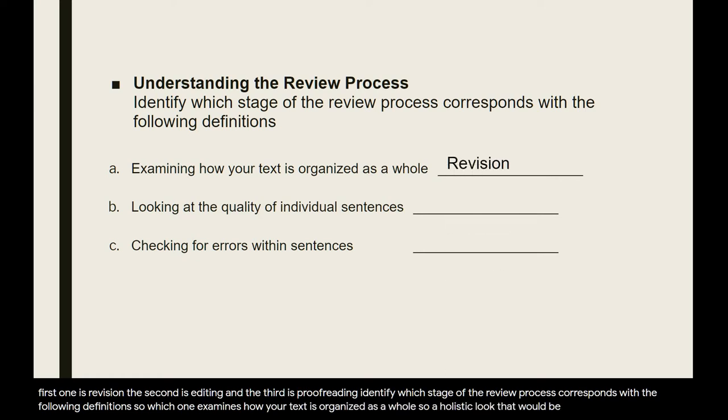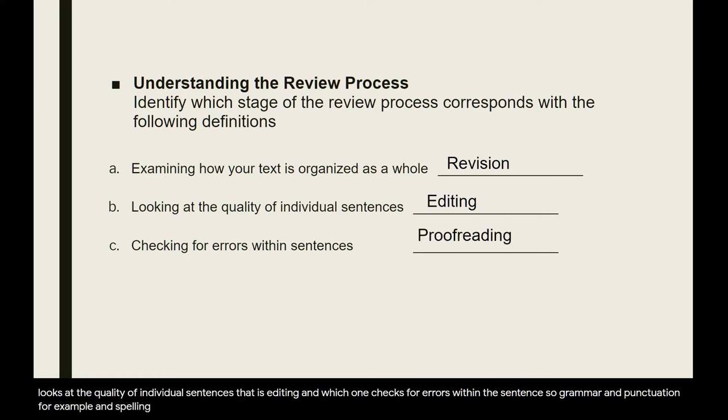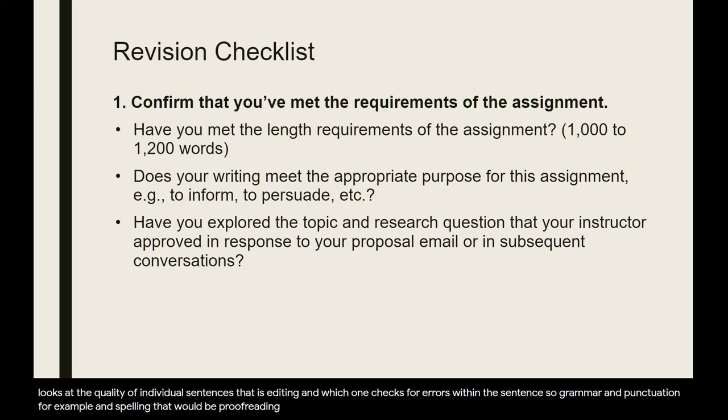That would be revision. Then which one looks at the quality of individual sentences? That is editing. And which one checks for errors within the sentence, so grammar and punctuation, for example, and spelling? That would be proofreading. So now let's move on to the revision checklist.